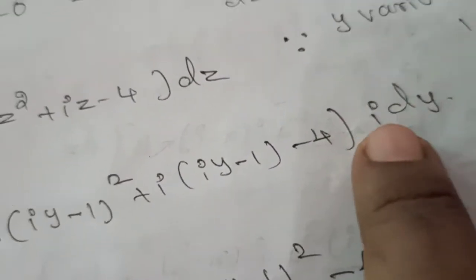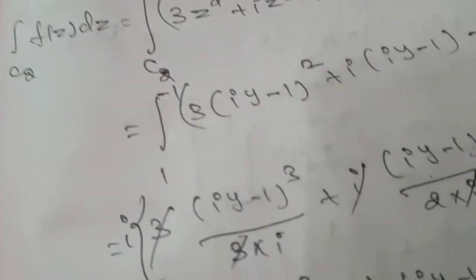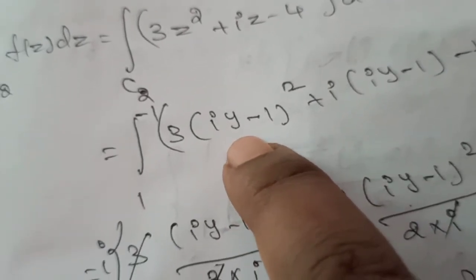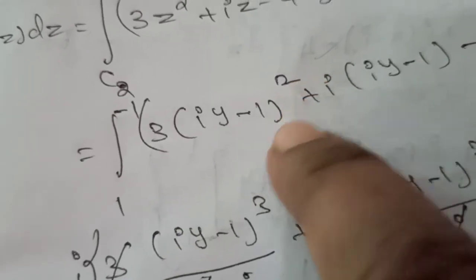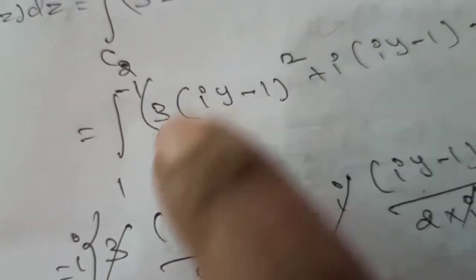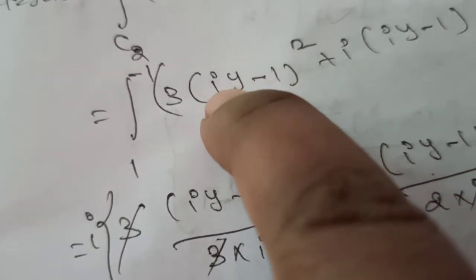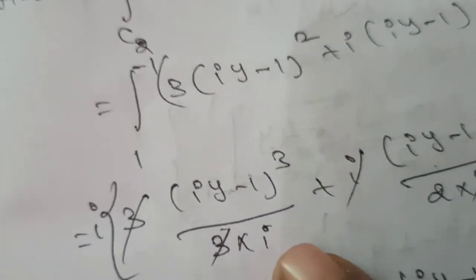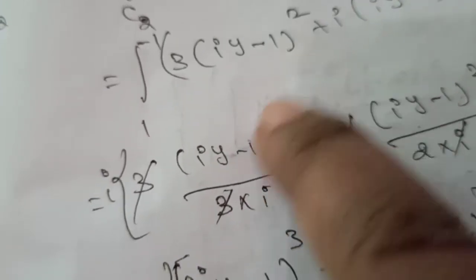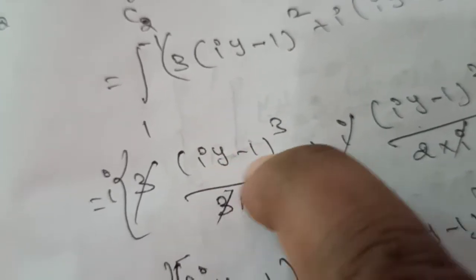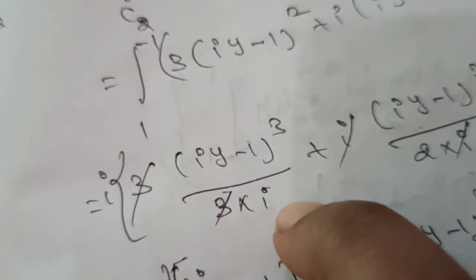Substitute i into dy for dz. Here i is a constant, so you take it outside, that is i into. Now to integrate this value, take the first term: 3 into the integration of iy minus 1 the whole square, which is iy minus 1 the whole cube divided by 3 into, again differentiating the inside value, the differentiation of iy is i, and the constant becomes 0. So iy minus 1 the whole cube divided by 3 into i in the denominator.